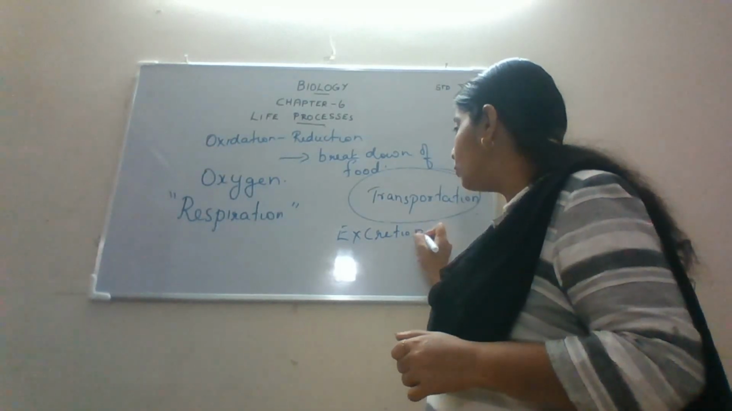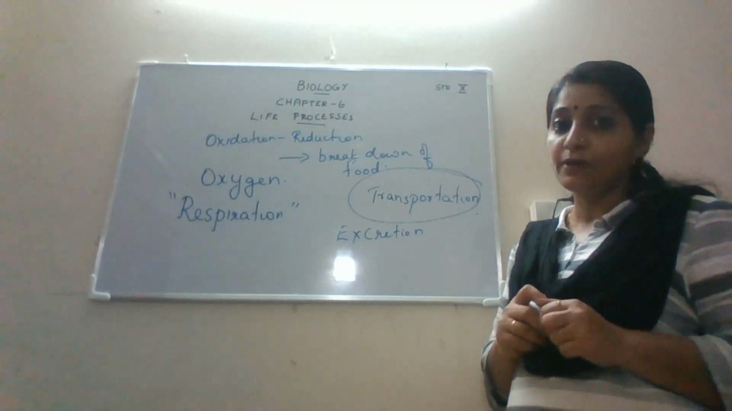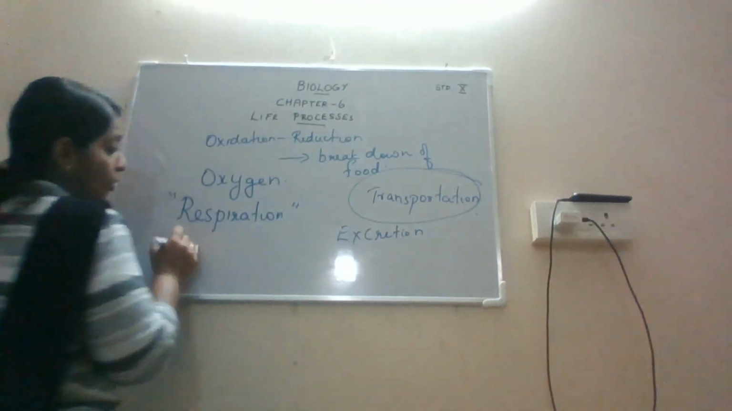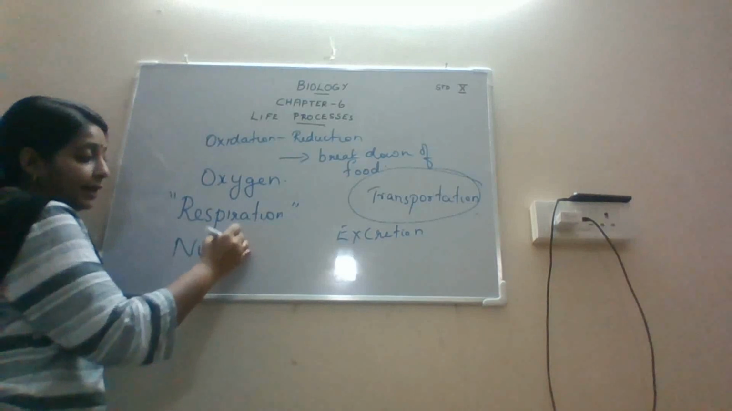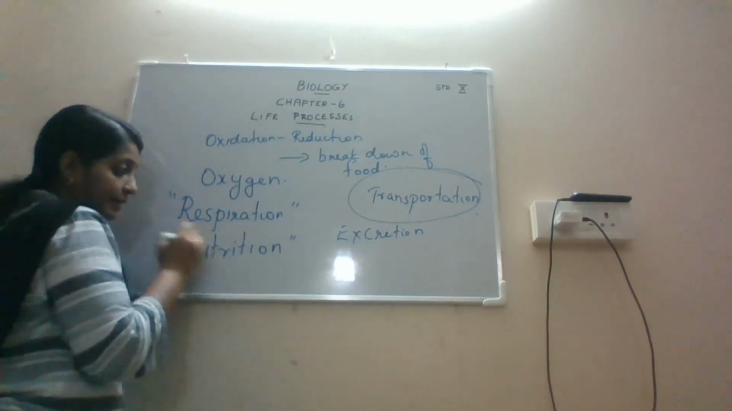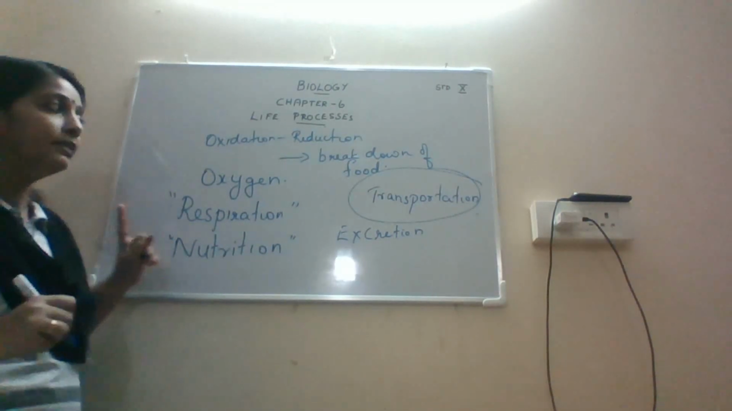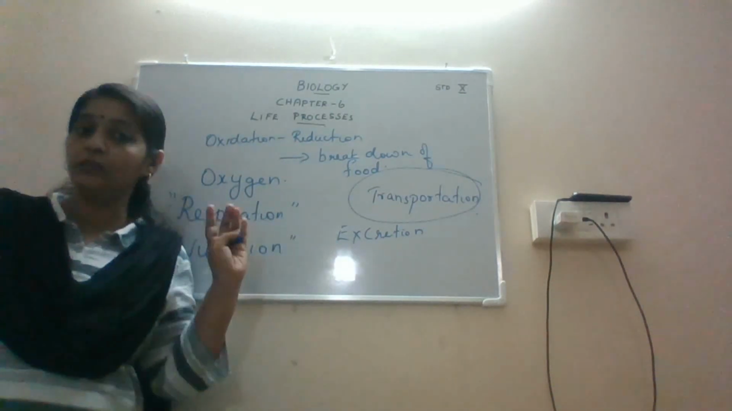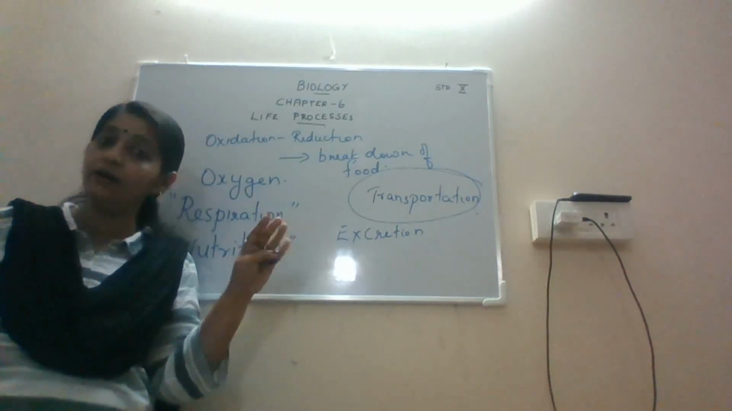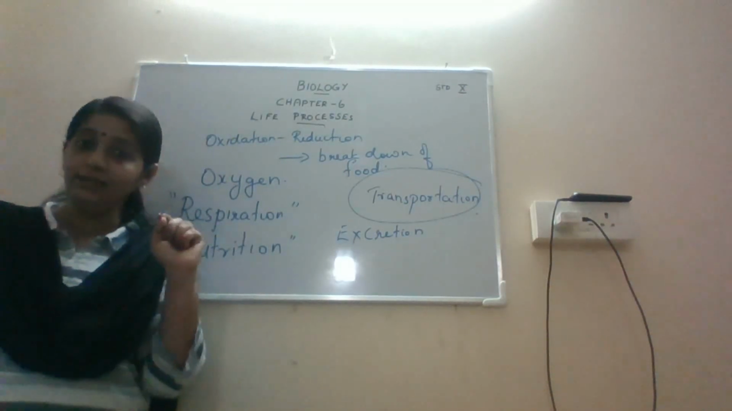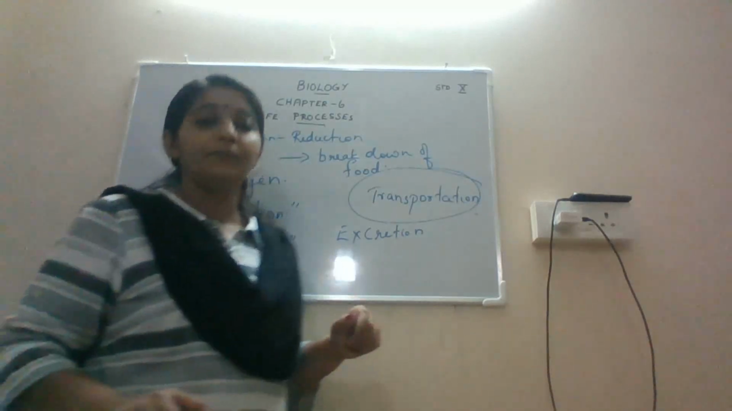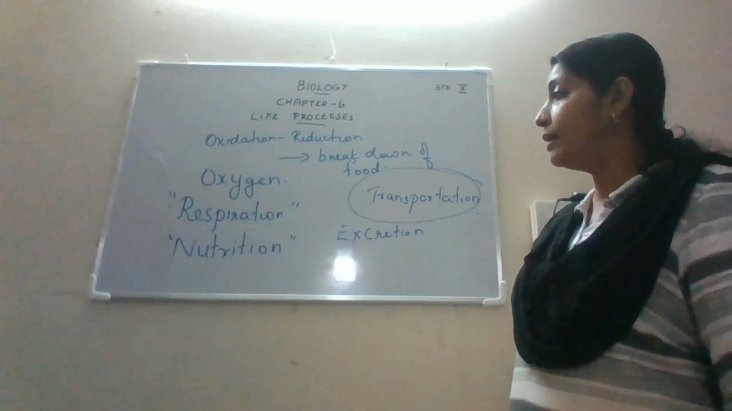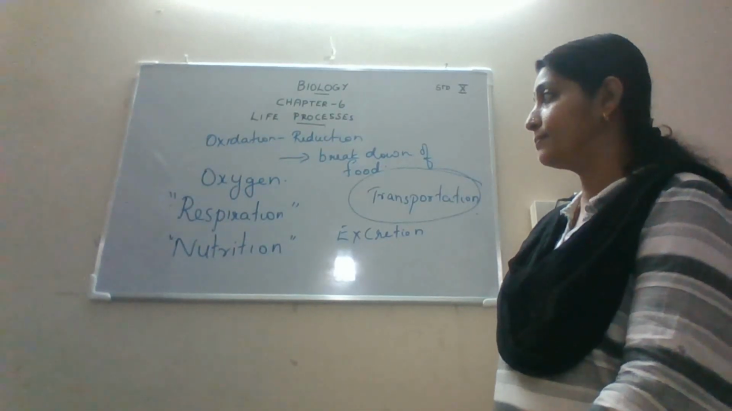That is the removal of waste materials from the body. So we will be studying about all these life processes in detail in this chapter: nutrition, respiration, transportation, and excretion. These are the 4 life processes which we are going to study in detail in this chapter. Okay, so we'll start with the first life process, that is nutrition.